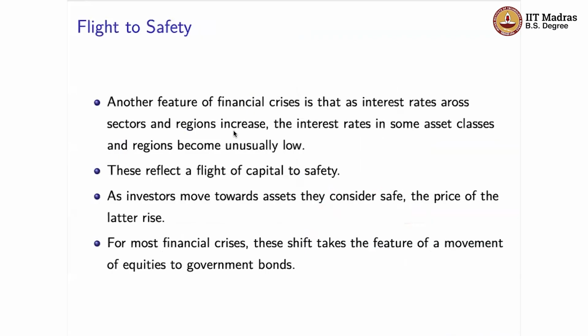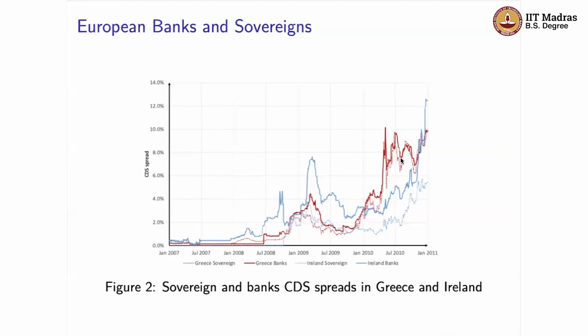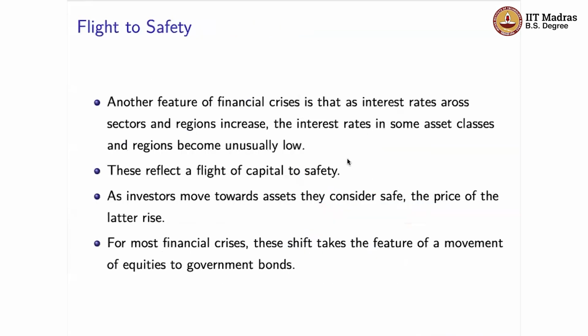So the third aspect that we are going to focus on is this phenomenon called flight to safety, right? An interesting feature of this financial crisis is that as interest rates across sectors and regions increase, the interest rates in some classes and regions actually become unusually low at the same time, right? And why does this happen? This happens because you typically have this flight of capital to safety, right?